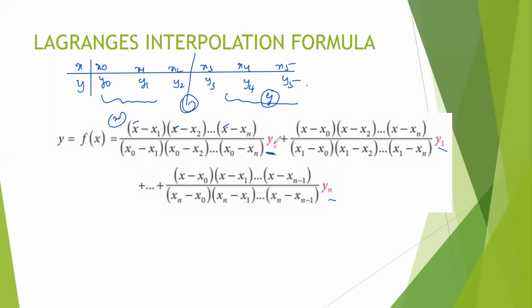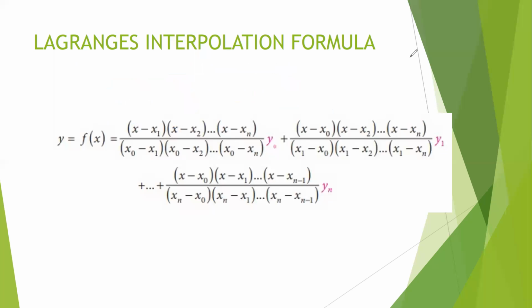This y0 is the corresponding value for x0. Plus, next you see, x minus x0 into x minus x2, and so on, x minus xn, where x1 is missing, divided by x1 minus x0 into x1 minus x2, and so on, x1 minus xn, into y1. So here x1 is missing, in the previous term x0 was missing, and in the next term x2 will be missing, and so on, continued till yn. In this way, Lagrange's interpolation formula is defined.